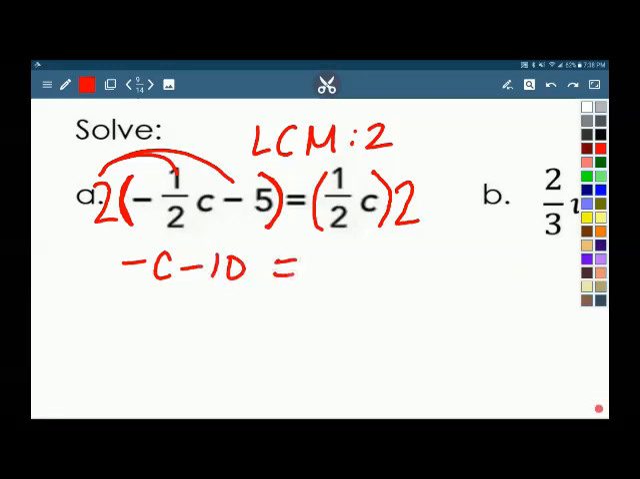Drop down your equal sign if you need. Put that line down so it doesn't go anywhere. And then do the same thing for half c times 2. Well, a half times 2, or half of 2, is 1. So we again have 1c.